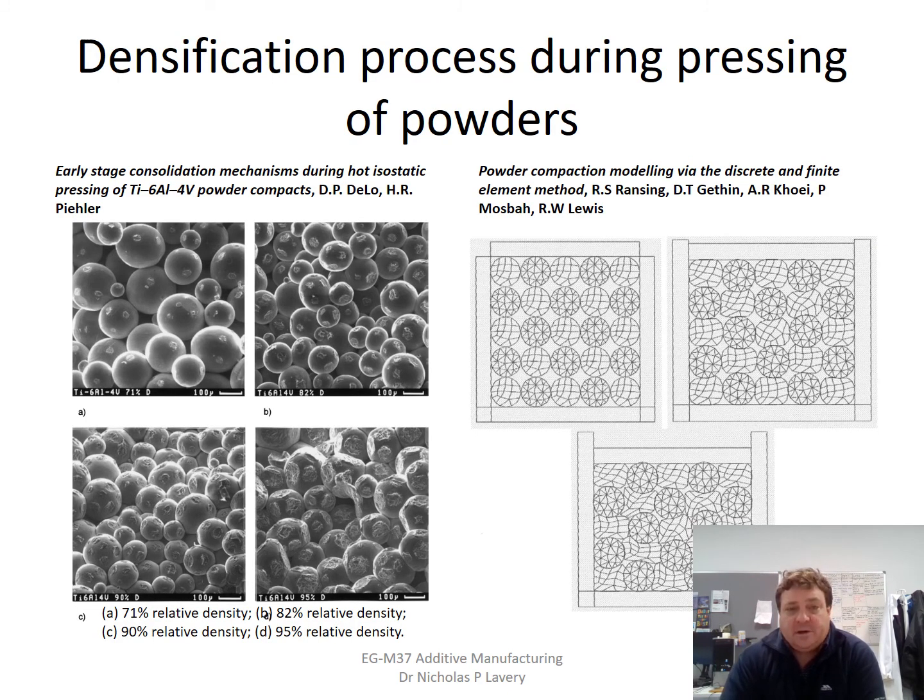So if you're interested in looking a bit more about powder compaction, here are some papers, actually one from Swansea. This shows you quite nicely the stages of the consolidation of titanium 64 powders and the powder compaction. And you can see how there is sort of plastic deformation happening at different points of contact between the powders. Here's a simulation of something very similar using finite element by Professor Gethin and Professor Ansing here at Swansea.